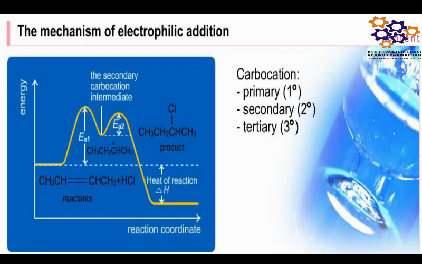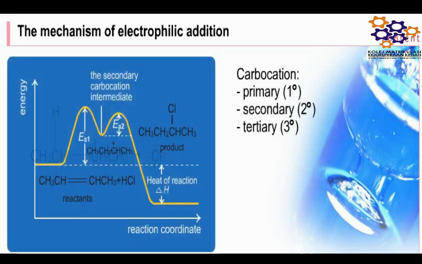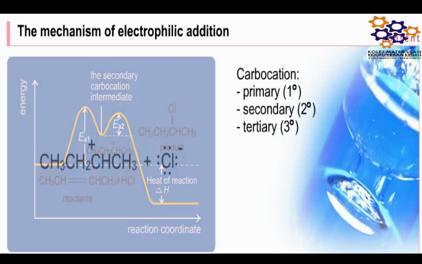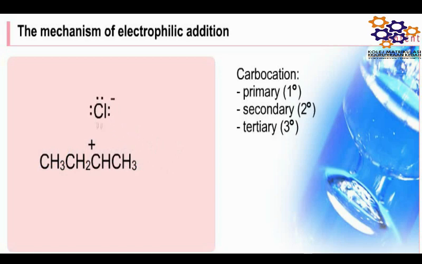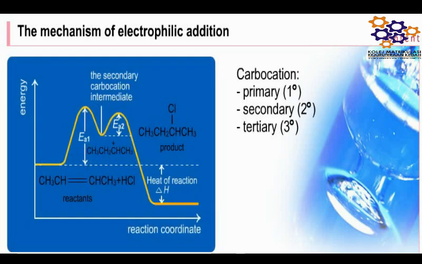Let us study the energy diagram for the reaction. The slowest step, which determines the rate of the entire reaction, is the formation of a secondary carbocation. The carbocation has the lowest energy between the first and the second step. The carbocation produced immediately reacts with the chlorine anion to form the final reaction product. The energy level of 2-chlorobutane is lower than the energy of butene and hydrochloric acid. Heat is released during the process, so the reaction is exothermic.